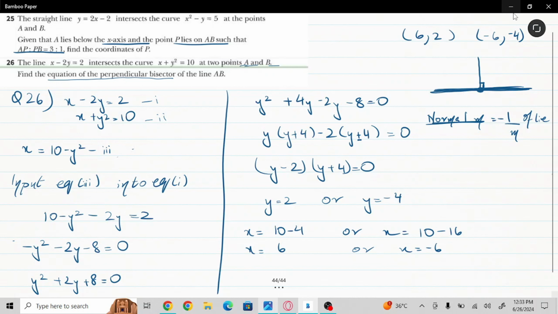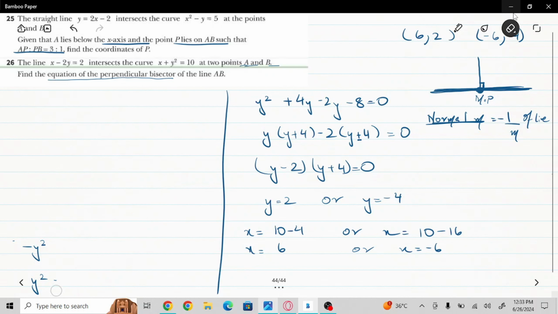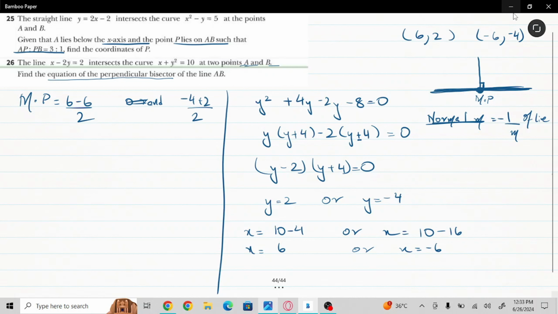Before anything, we know that the perpendicular bisector divides the line into two, so we need the midpoint. We are going to act from the midpoint. I'm going to erase this and first find the midpoint of our line. The midpoint is going to be (6 minus 6) divided by 2 for the x value, and for the y value, (minus 4 plus 2) divided by 2. That gives us x at 0, and for y we have minus 2 divided by 2, which means negative 1. So the midpoint is x equals 0, y equals negative 1.